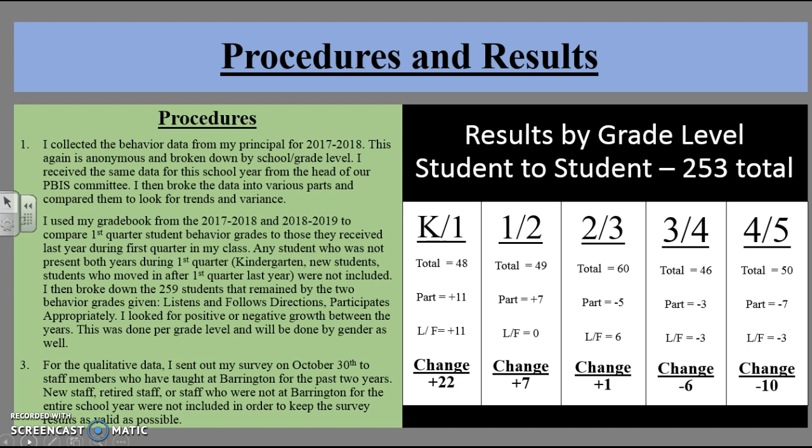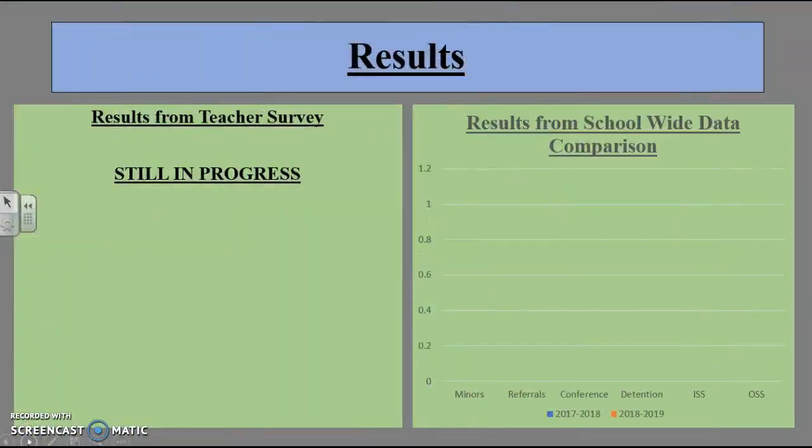Over on the other side, you'll see this is my gradebook data. So this is the 253 students that I had for 2 previous years. So K to 1, 1 to 2, 2 to 3, 3 to 4, 4 to 5. You'll notice in the early grades, I have huge gains at first, and then I still have positive gains. And then in the last 2 years, I have quite a dramatic shift into negative gains. My results for my teacher survey are still in progress, and I'll talk about that in a minute.